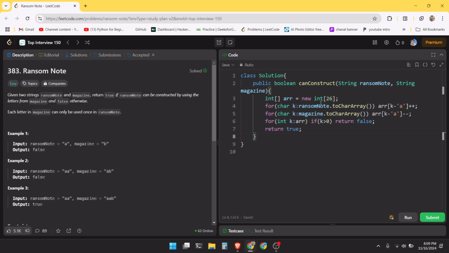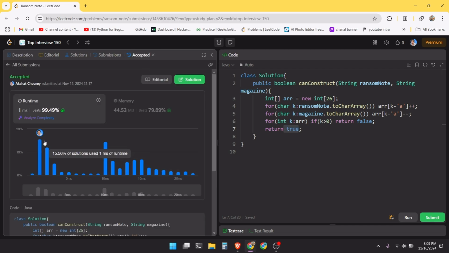You just iterate over the characters of both the strings, keep incrementing and decrementing in the ARR array. If any number is greater than 0, then the answer is false, and if nothing, the answer is true. And this is the space and time complexity.